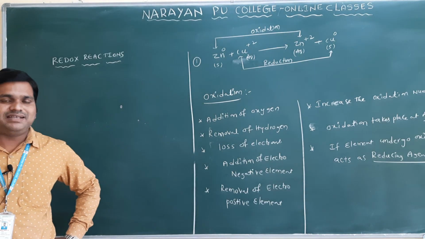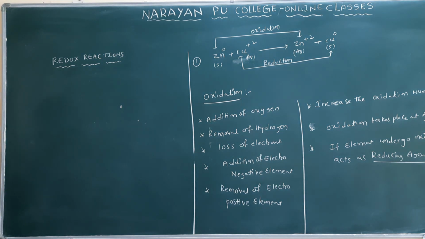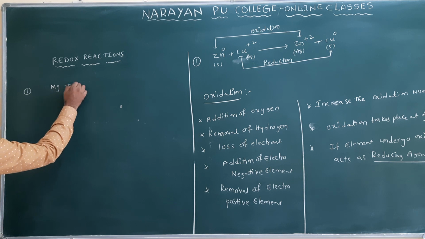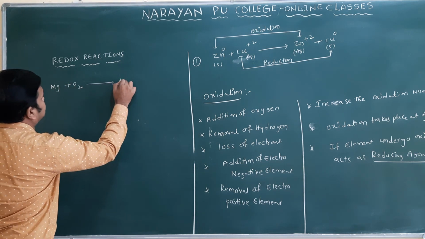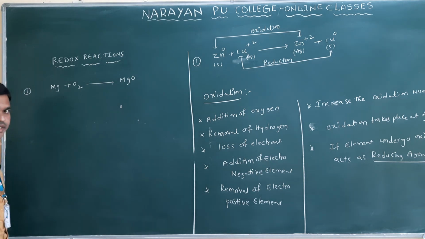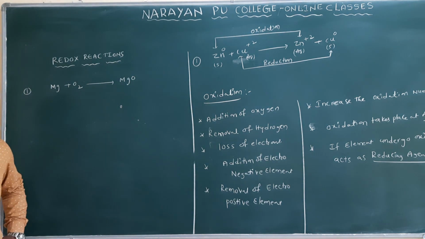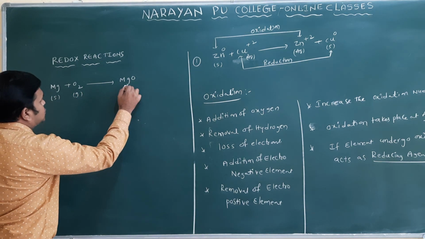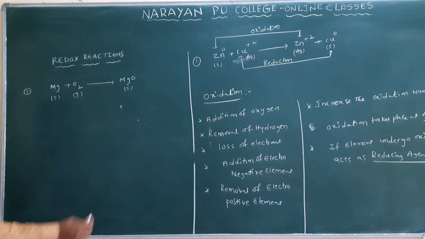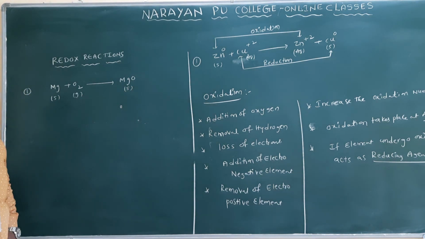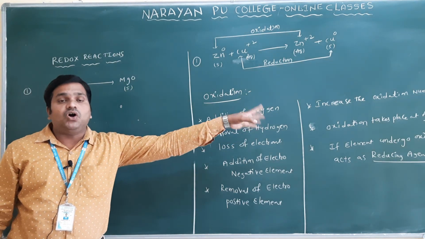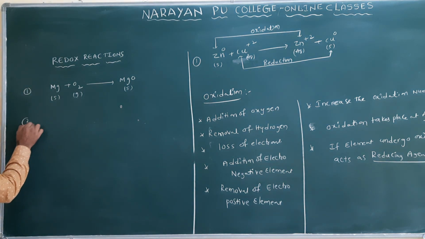Next we can see examples of oxidation. Let us see the first example: Mg plus O2 gives MgO. Magnesium ribbon can be burnt in the presence of oxygen, and you get magnesium oxide. Magnesium is a solid, oxygen is a gas, and magnesium oxide is a solid. Here we are adding oxygen to magnesium, so we can say this is oxidation, in terms of addition of oxygen only.